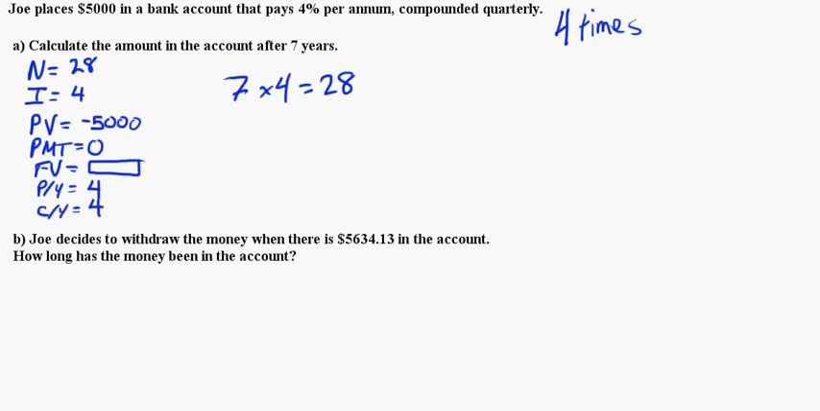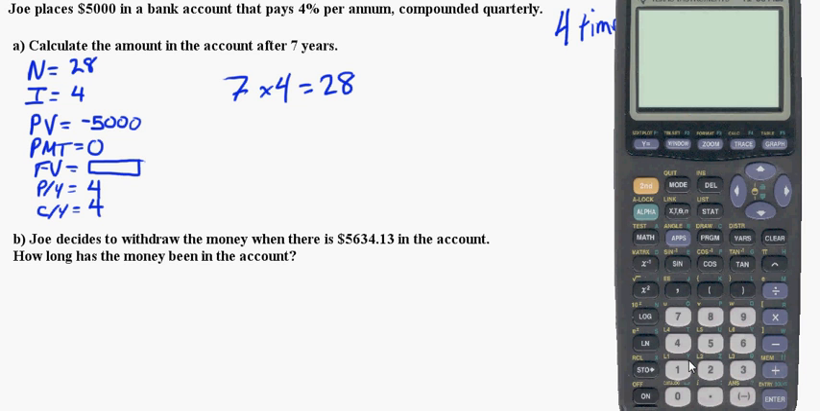So we can break out the calculator here, turn it on, and I'm just going to enter in all my stuff. So I got 28. Interest rate's 4. Present value, again, make it negative. In this type of problem, if you don't make it negative, it's actually not that big of a deal, but it's a good habit to get into. We're going to find the future value, the payment's 0, and then these are both going to be 4.